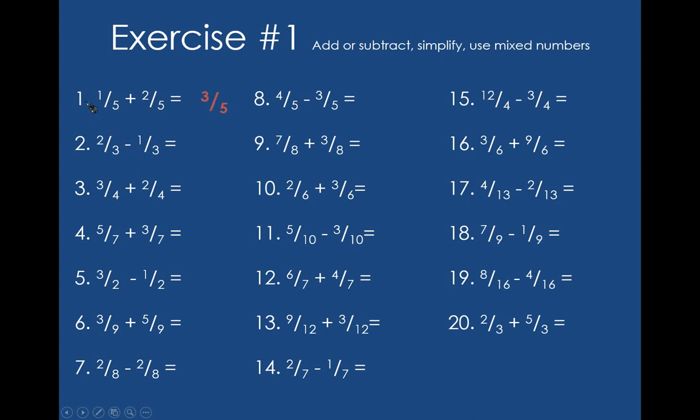Ayan, una, 1/5 plus 2/5 equals 3/5. Paano nangyari? Siyempre, copy the denominator, then 1 plus 2 equals 3. Basic, di ba? Next, 2/3 minus 1/3. So, tingnan mo na lang yung numerator. 2 minus 1 equals 1. Then, copy the denominator. Next, number 3, 3/4 plus 2/4. So, magiging sagot nun ay 5/4. And, ang kanyang lowest term ay 1 and 1/4.